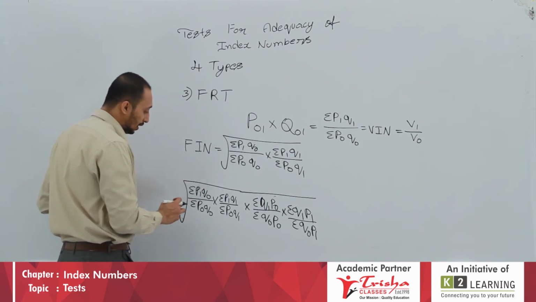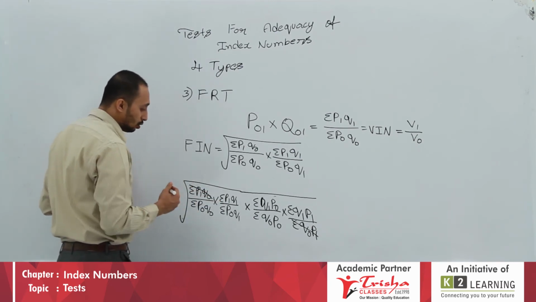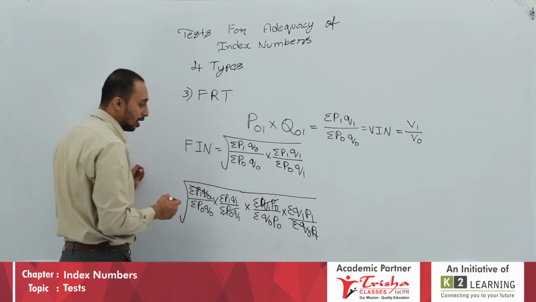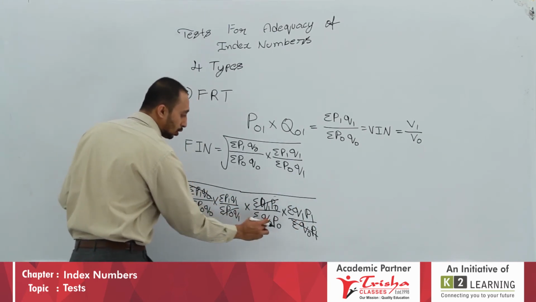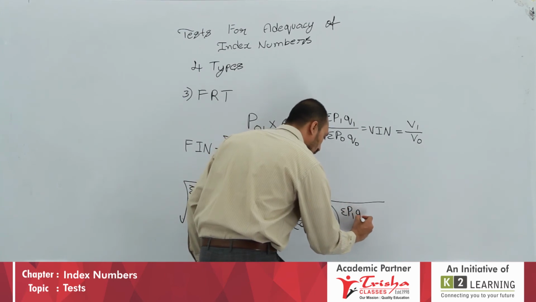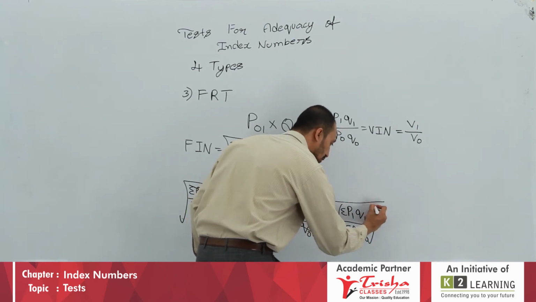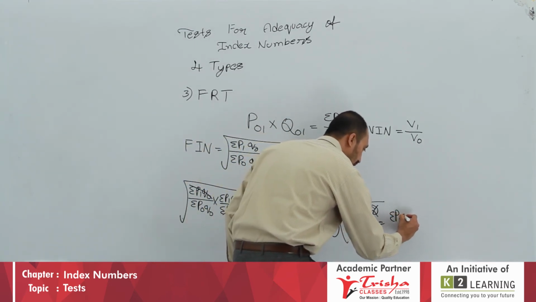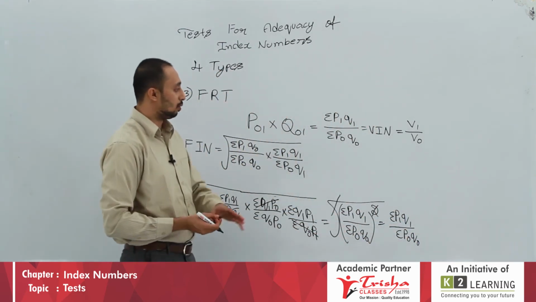So if you watch again carefully, there is P1 Q0, there is P1 Q0. So this value and this value I can cancel, and also I have P0 Q1 and I have P0 Q1 here. So this value and this value I can cancel, and what remains is P1 Q1, P1 Q1, P0 Q0, P0 Q0. So this will turn itself into root of summation P1 Q1 divided by summation P0 Q0 whole square, which will get cancelled. So what remains is summation P1 Q1 divided by summation P0 Q0, which is value index number, what I had asked.